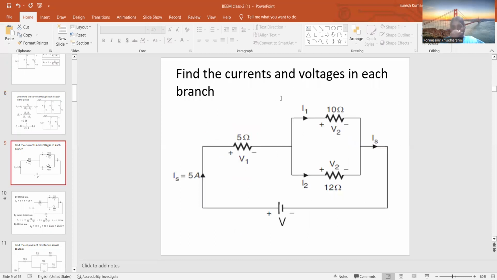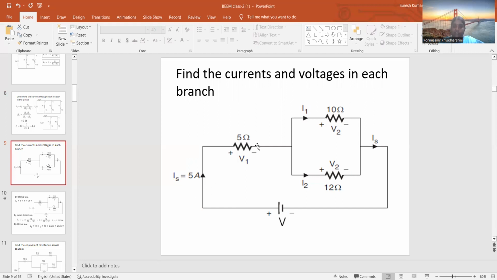Find the current and the voltages in each branch. Okay, so totally there are resistors of 5 ohms, 10 ohms and 12 ohms. They are asking us to find out the voltage drop across each resistor. Voltage drop means V is equal to I into R, and I have to find out the current flowing through the 5 ohms resistor. Here they have given the total current flowing through the circuit is 5 amps.